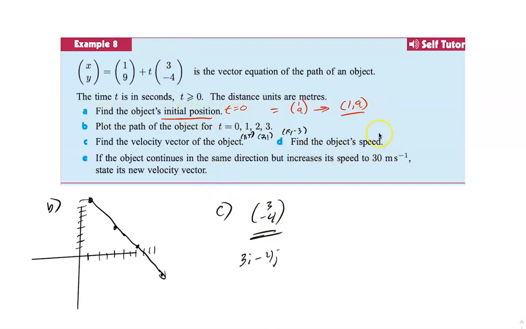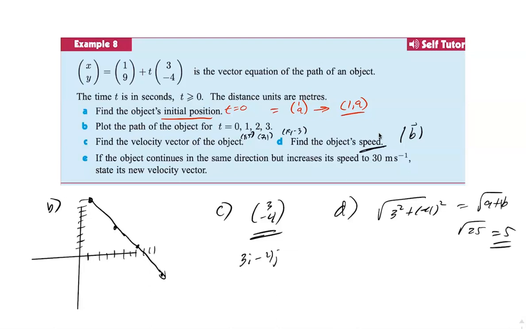Find the object's speed. So that's a new definition, right? That's just the magnitude of the velocity vector. So the speed of the object would be the magnitude of this guy. So 3 squared plus negative 4 squared. I get radical 9 plus 16, or radical 25, which is just 5. So the speed of this object is going like 5 miles per hour or something like that.